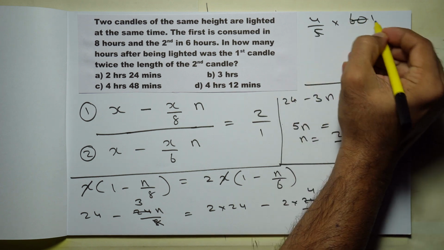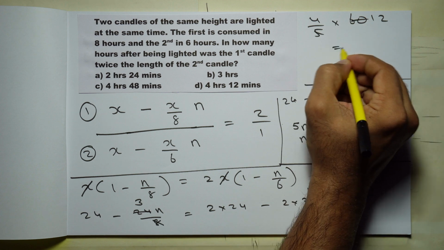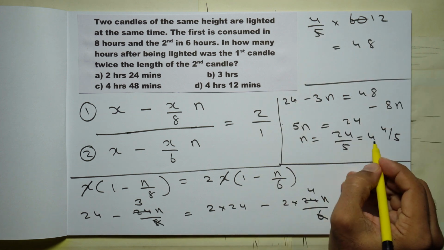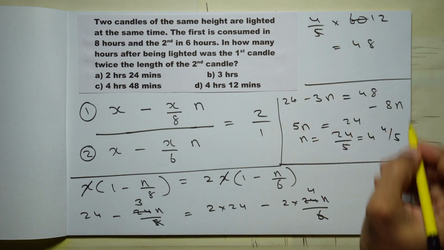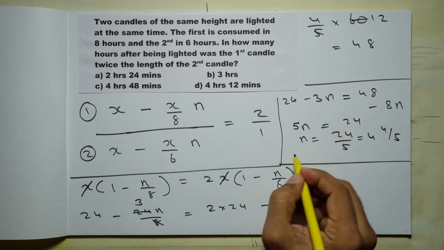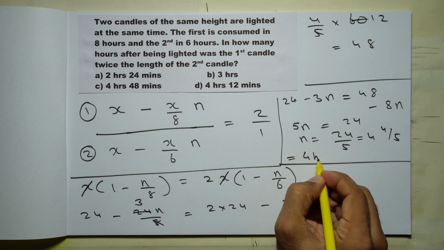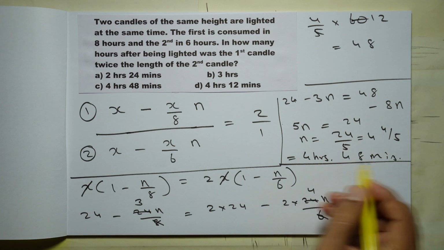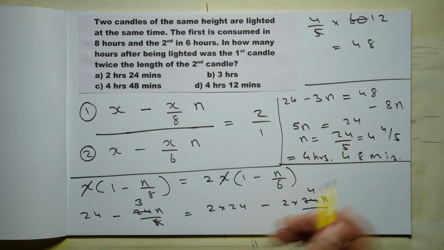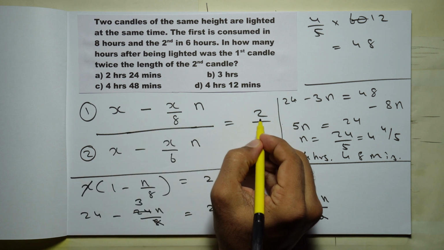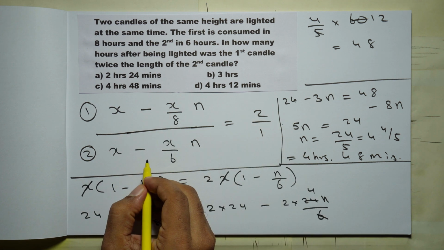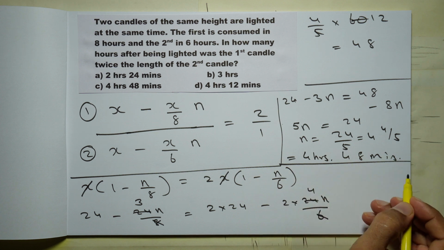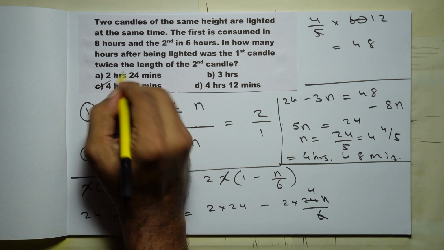Now 5 divides 12 times. So 4 into 12 gives you 48. So 4 and 4 by 5th of an hour is 4 hours 48 minutes. So you'll get the required time as 4 hours and 48 minutes. So in 4 hours and 48 minutes, the first candle will be twice the length of the second candle. So the required time is 4 hours 48 minutes. That is option C.